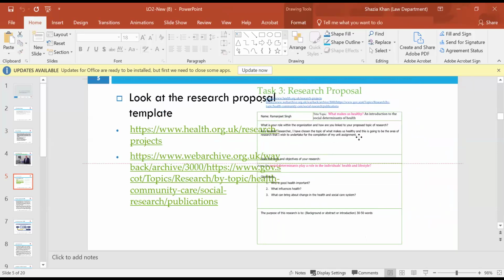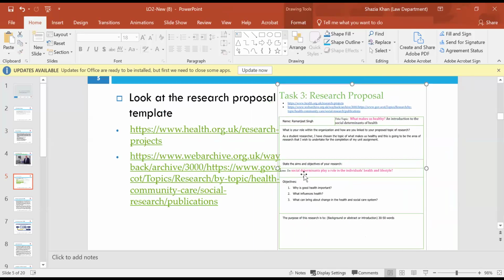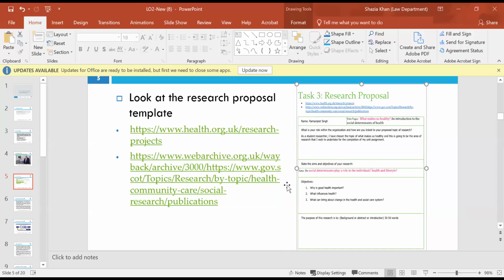It could be an introduction, the title someone's put here, what makes us healthy? That's their introduction. And here you could look at what you plan to do, and then your aims and objectives on the next one. Why is good health important? What influences it, and the purpose of your research? So you need to fill this out as your proposal. This will be part of the task that you do in your assignment.